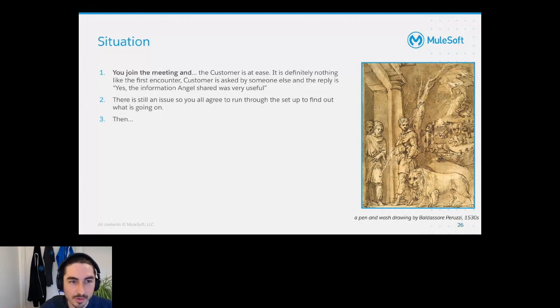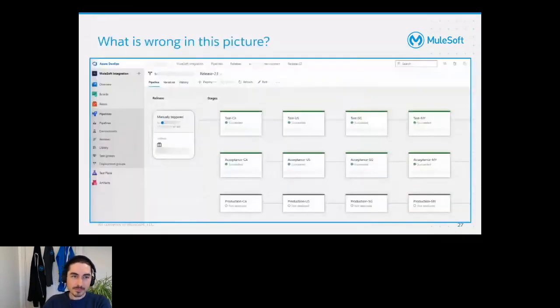There is still an issue going on, and you agree to run through it to see what they're actually having. This is the picture, you can see the blur there, of the Azure DevOps pipeline they had in place. If you focus on the stages in the center of the screen, you see a lot of names: test CA, test US, test SG, test MI. You can tell by the initials in some instances that it is Canada, it is US, and that is when you start realizing that there's something else going on.